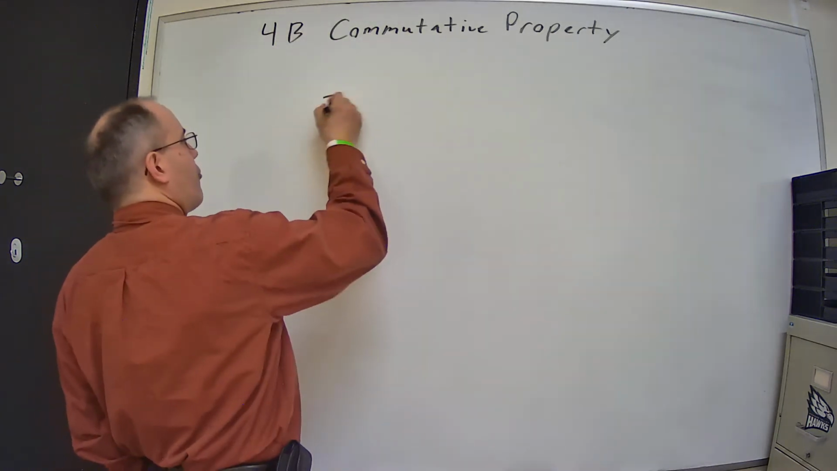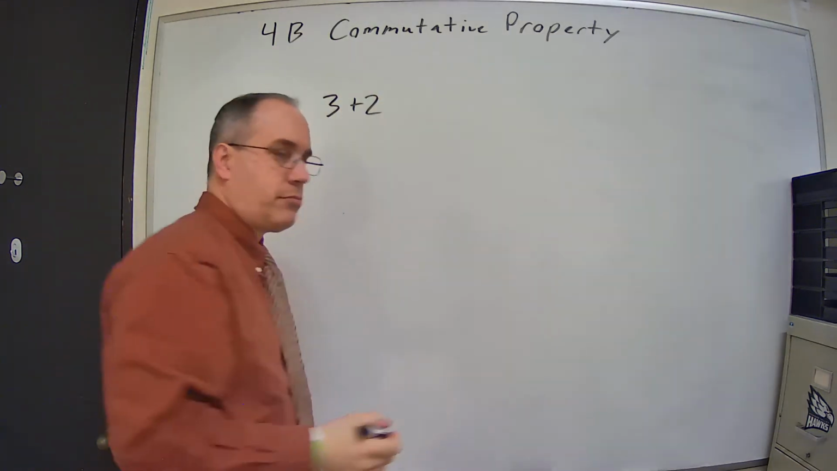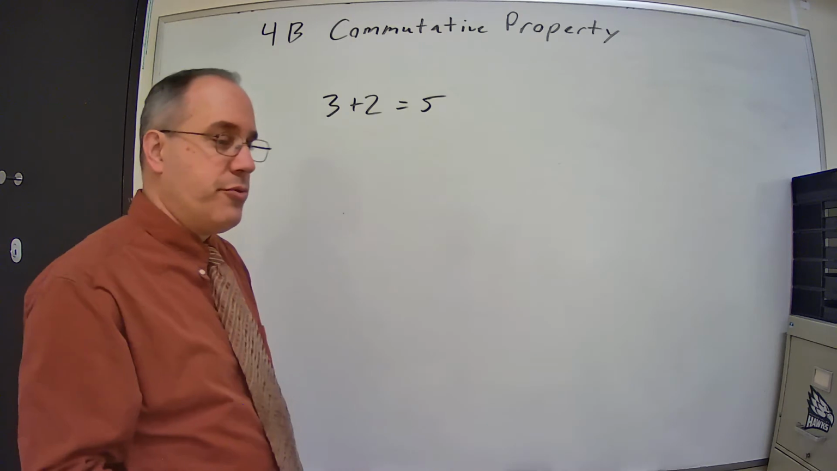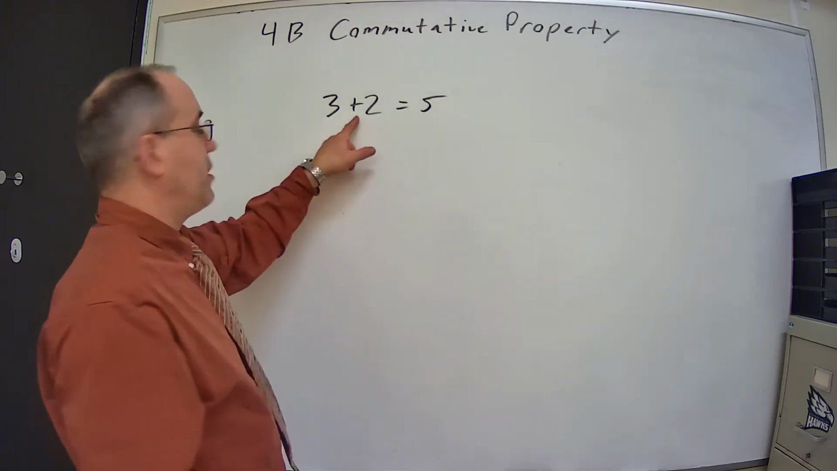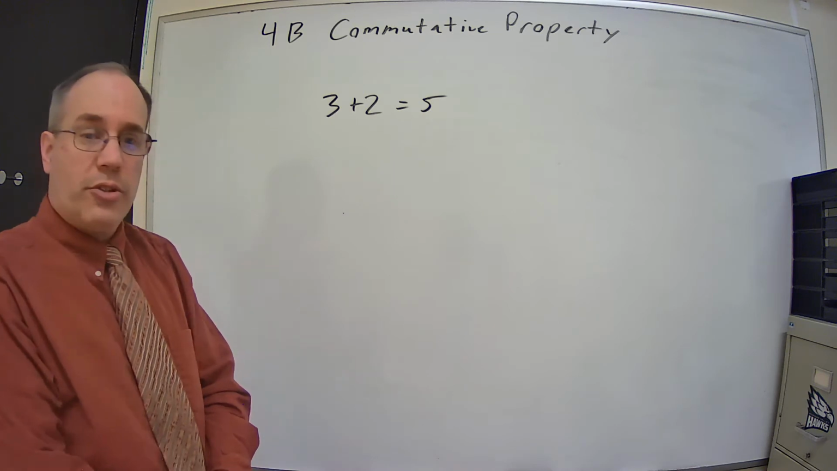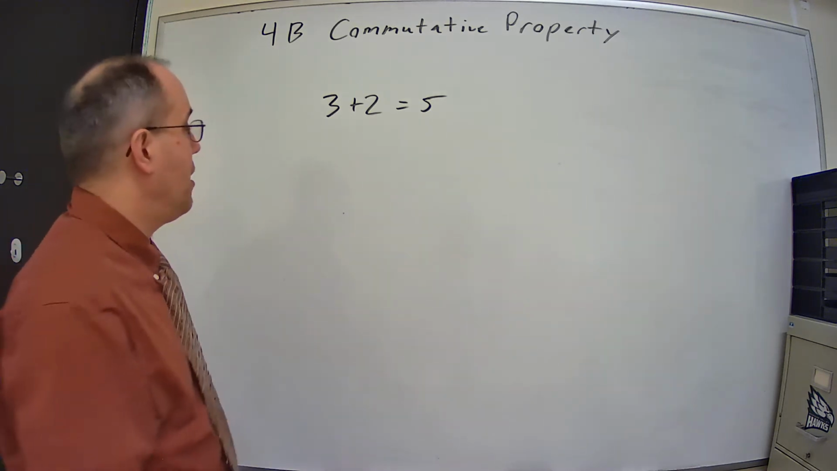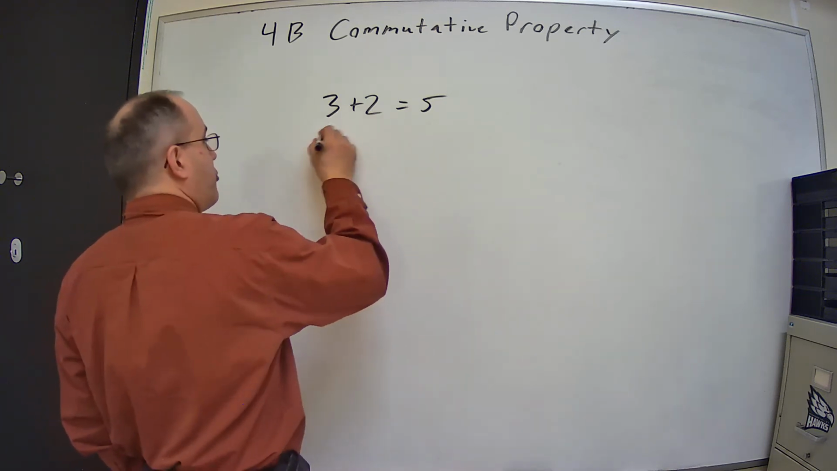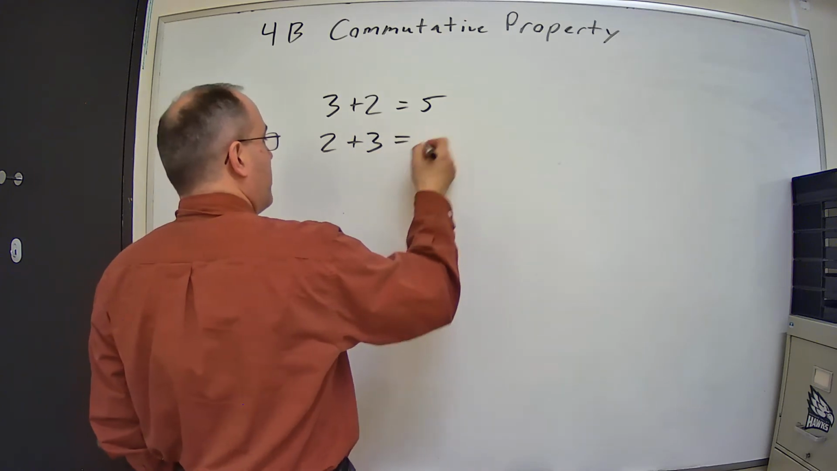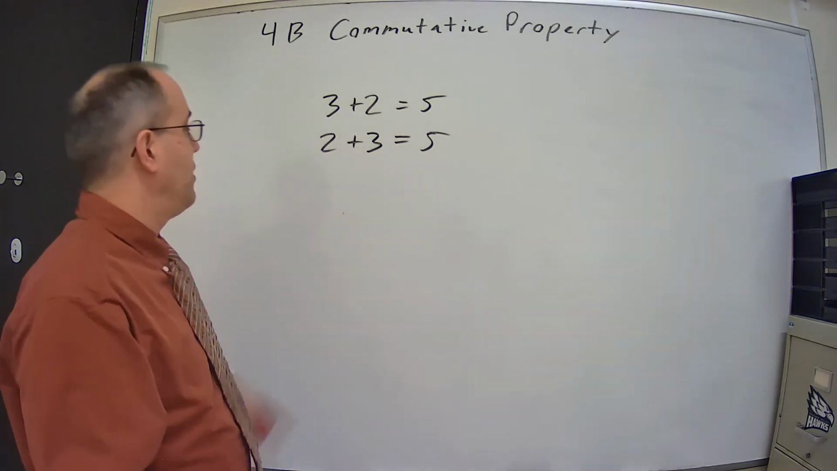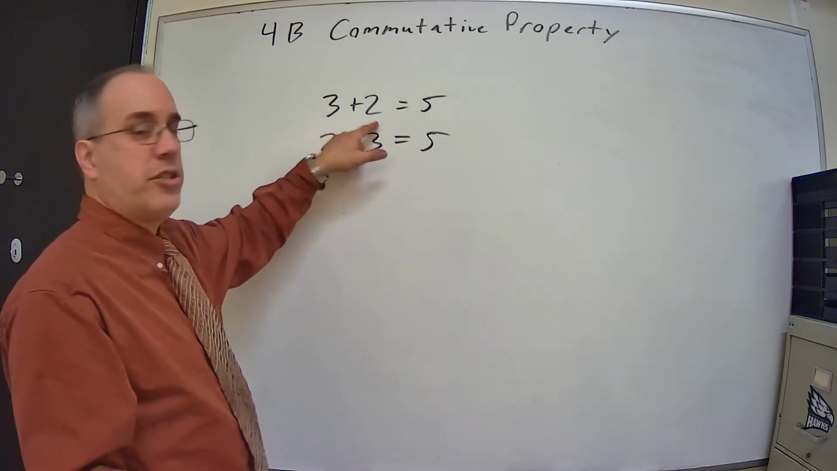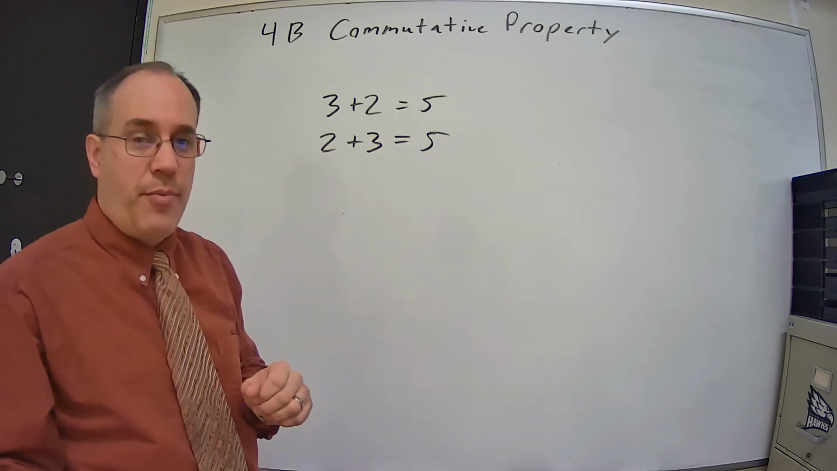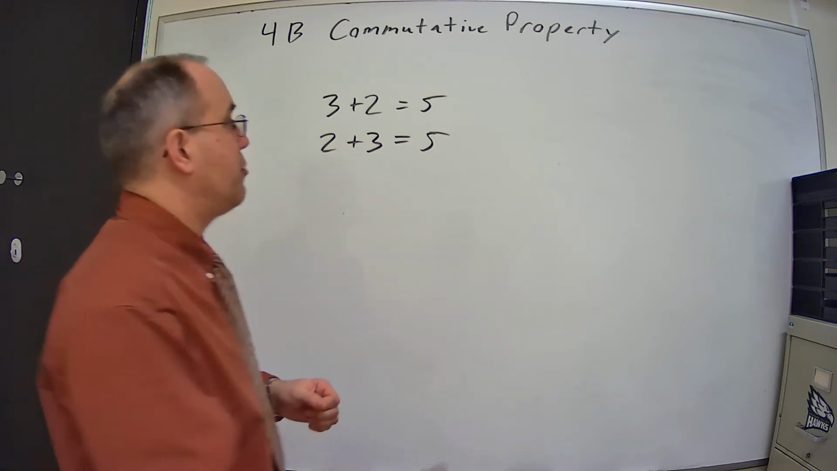If I say 3 plus 2, we know that that equals 5. 3 and 2 are the values. The operation is plus, or addition. So the commutative property says that addition is commutative if 2 plus 3 is equal to 5. So I changed the location of the values while keeping the same operation, and the result turns out the same.